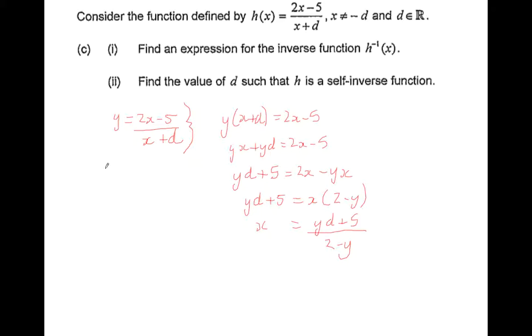And then just always write it in functional language. So the inverse function of g, that's wrong, that's actually h, not to worry. The inverse function of h is we take an input, we times it by d, add on 5 and divide it by 2 minus input. So there's the inverse function. Part 2, interesting.